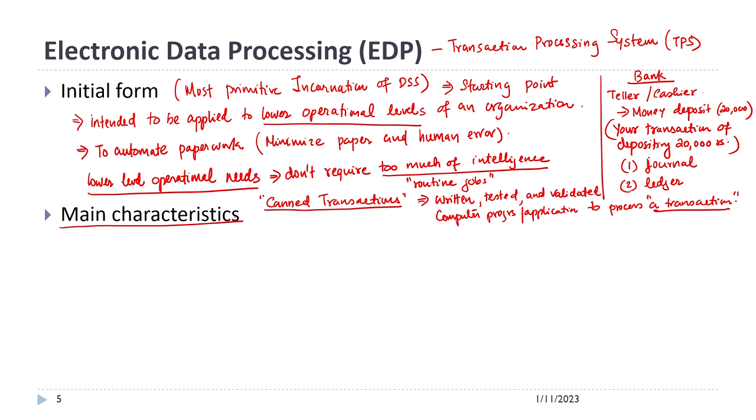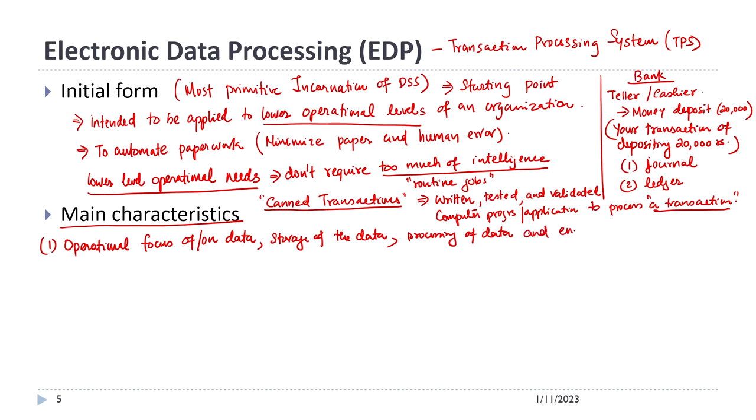How do you distinguish a transaction processing system or an EDP system? The first characteristic that helps you understand this is the operational focus on data. You are focusing more on data. How do you collect data? Then storage of the data. You focus on how to collect the data, on the data storage and processing of the data, and ensure complete data flow.